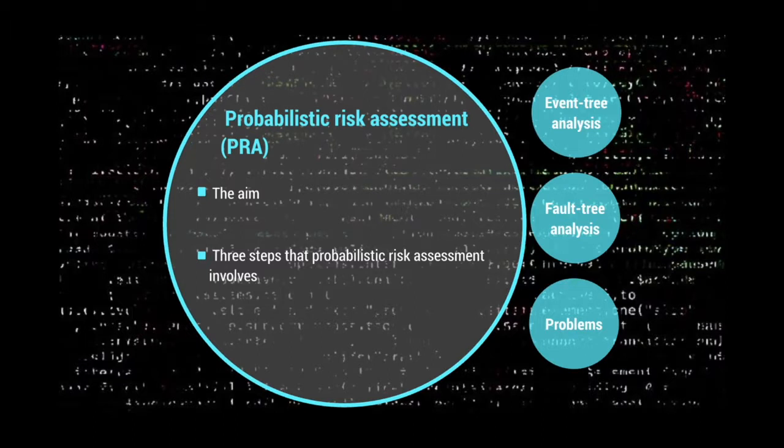First is the identification of events that lead to or initiate unwanted consequences. The second is the modeling of identified event sequences with respect to probabilities and consequences. And the third is the determination of the magnitude of risks and harm involved.